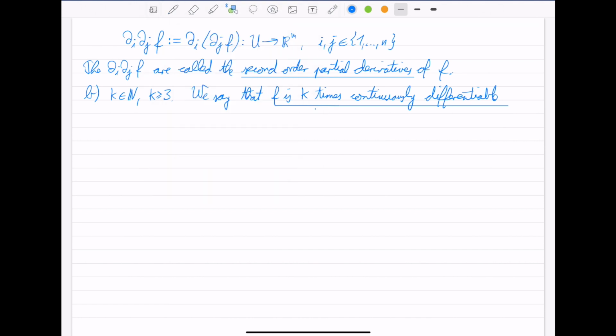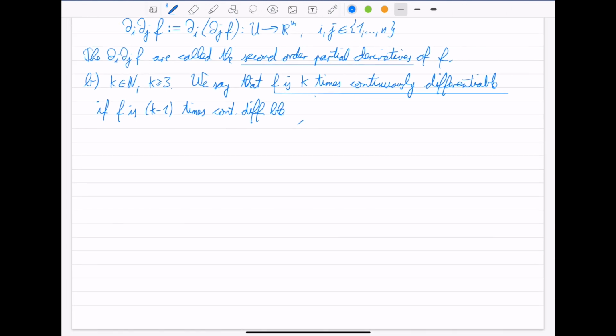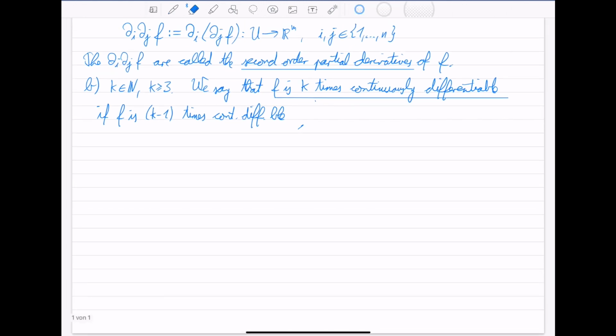Okay, perfect. So f is k times continuously differentiable if we know that it's k minus 1 times continuously differentiable. So assume we have already defined this, and as I said before, by this recursion method, we can then define it for everything. And all partial derivatives of order k, which is what I have to define now.